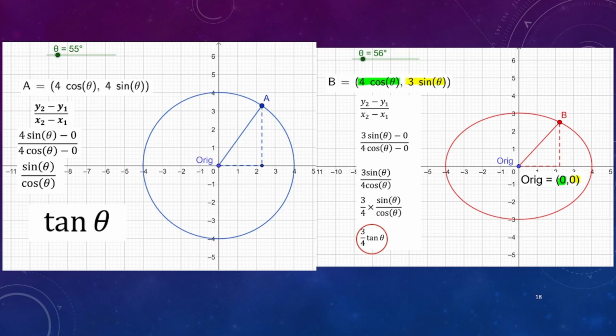Let's see next time how knowing the slope is going to help us understand who's winning and who's losing in our race.